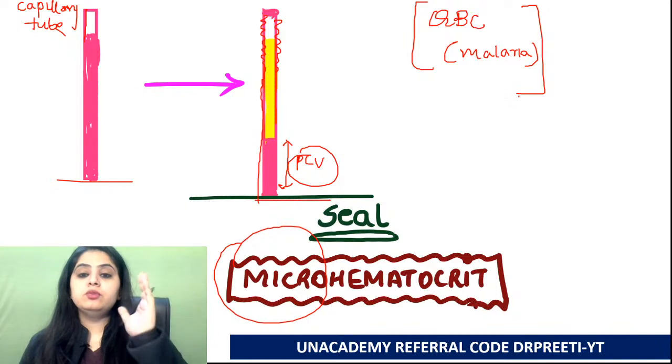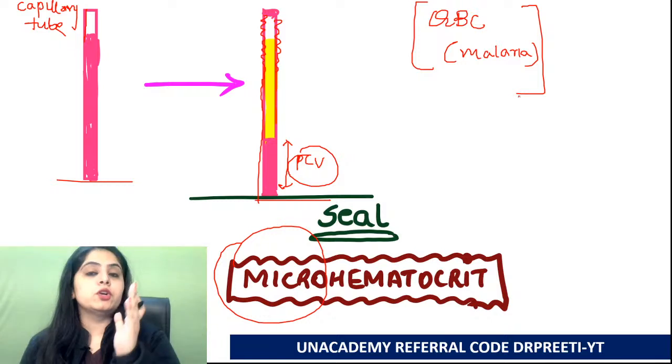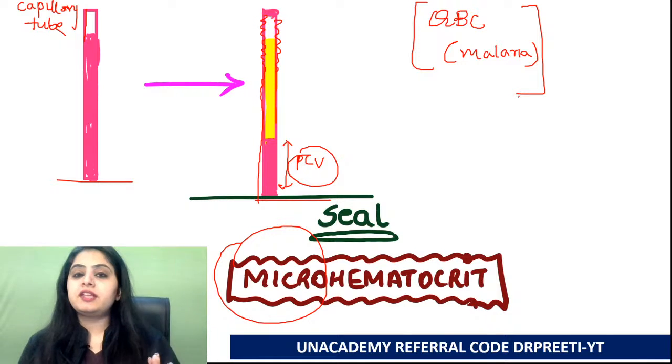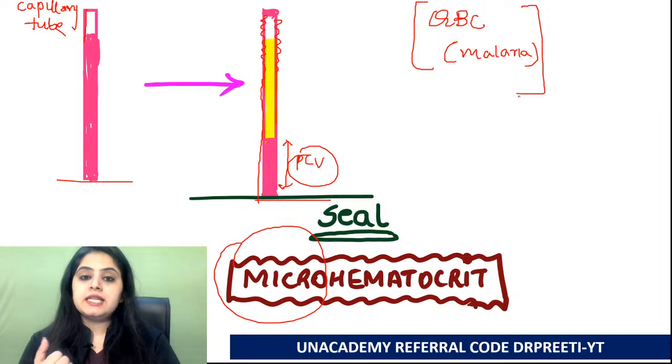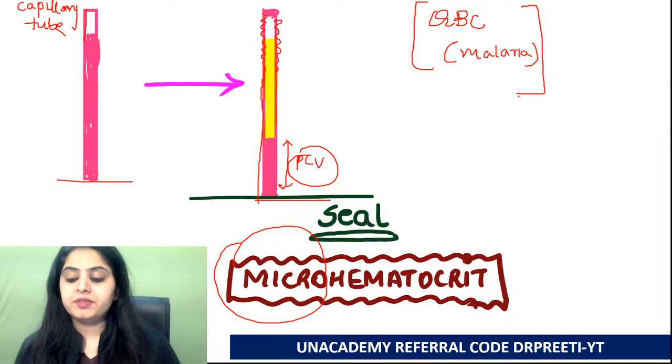So this tube can be used for microhematocrit analysis, it can be used for clotting time, and it can be used for QBC in malaria. So this capillary tube has a major advantage. It helps you in taking less quantity of blood and analyzing so many things, right?